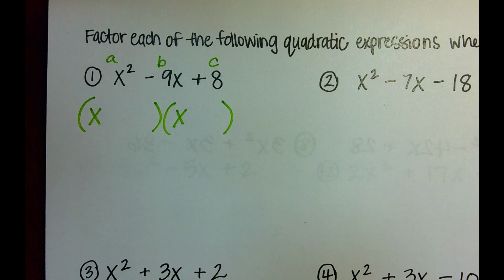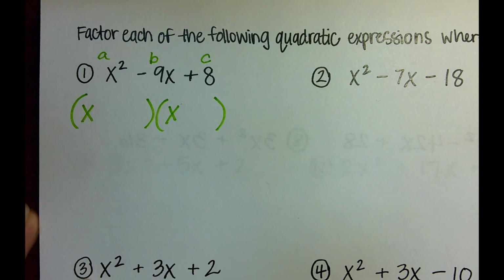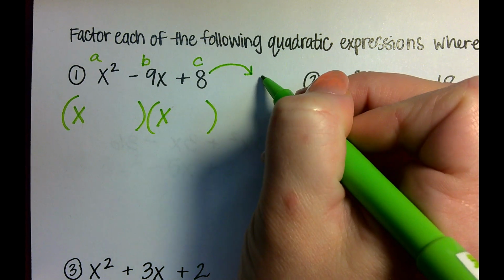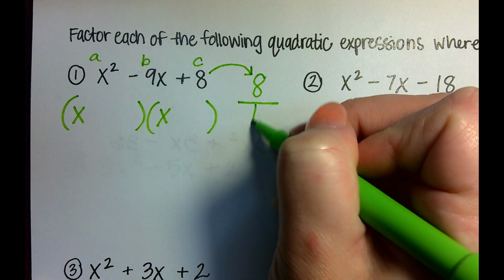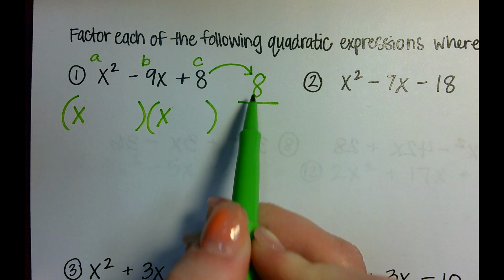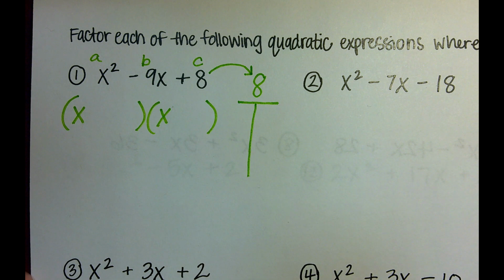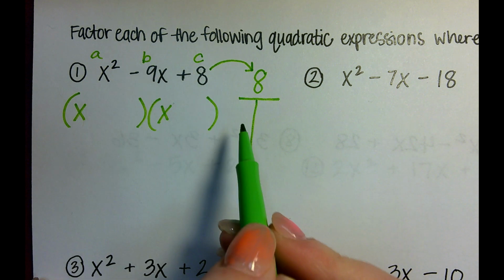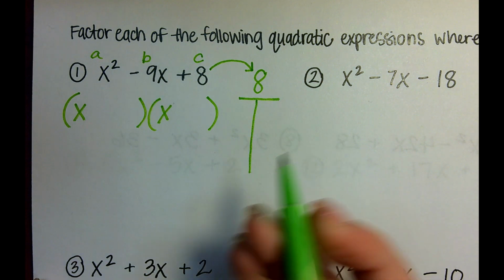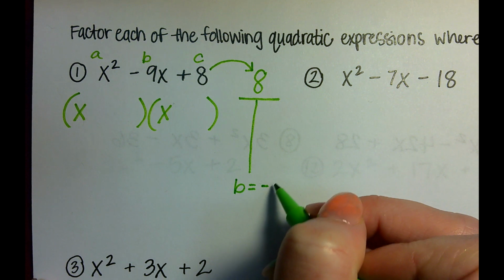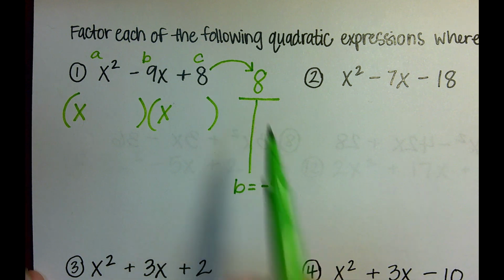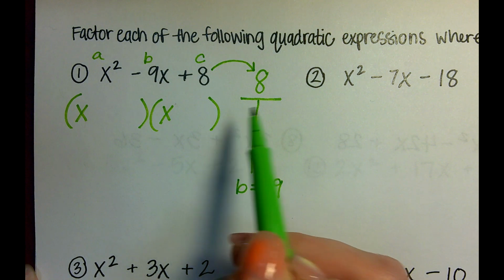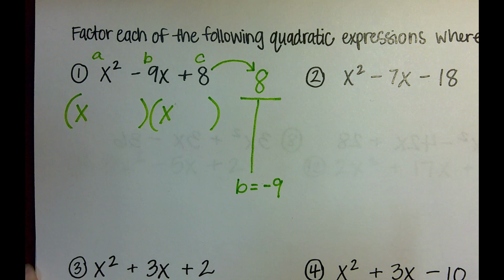We know this is what our pairs will look like. What should I do next? Yeah, let's list out the factors of C, of 8. And remember, when we have a positive C, there are two options for what our factors, their signs can be. So we need them to add up to b, our middle term. b is -9. Will two positive numbers ever give you a negative answer? No. So what do we know about the signs of our factors? They need to be negative.